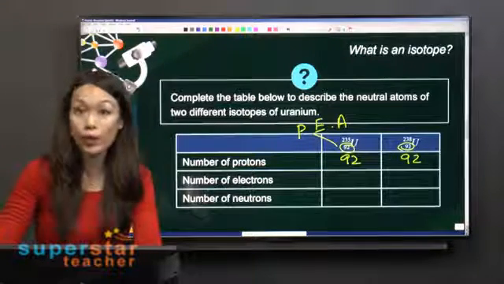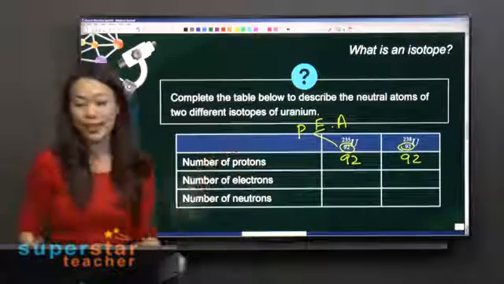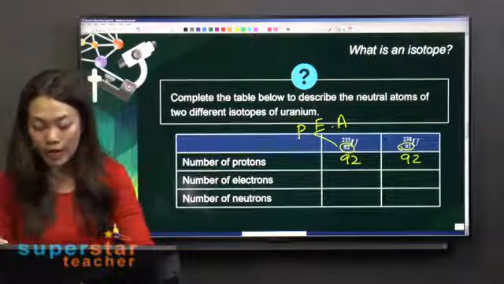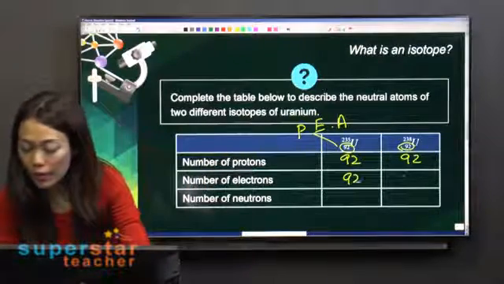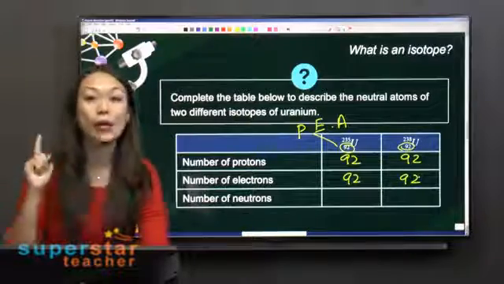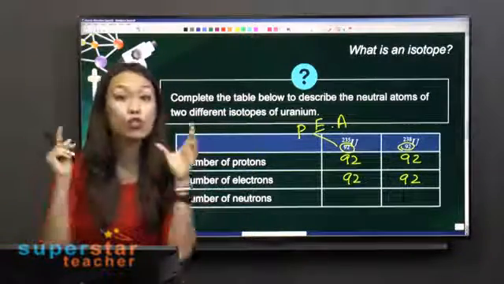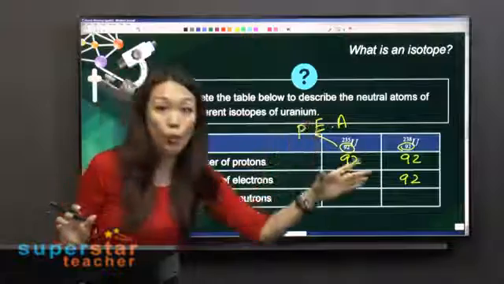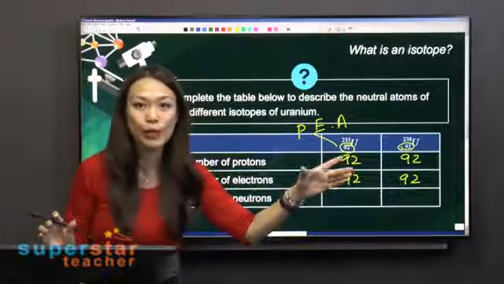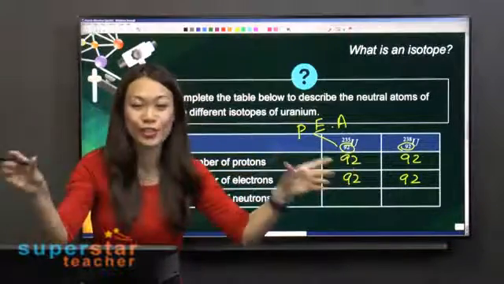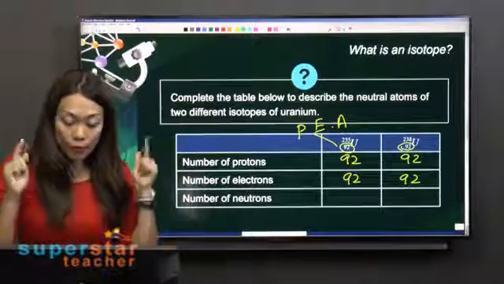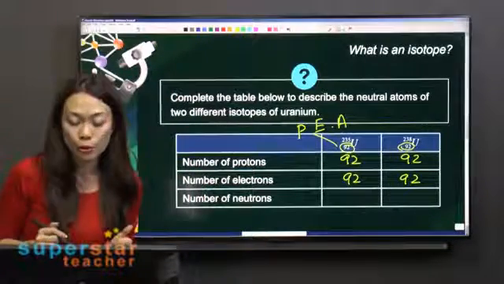Now, how many electrons are there? I'm sure everybody can get the answer very quickly, which is just 92, 92. Why again? Because when the atom is neutral, the number of protons must be equal to the number of electrons. You are right. So, right now, how do you calculate the number of neutrons here?